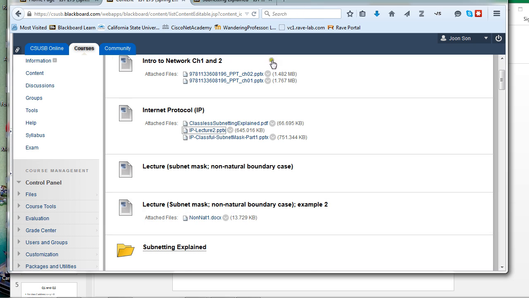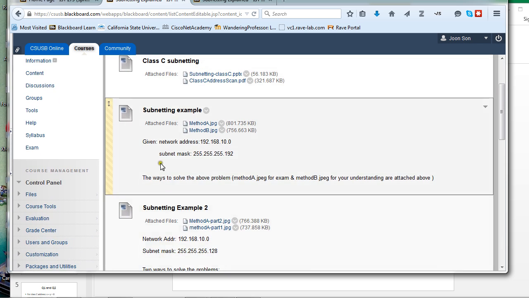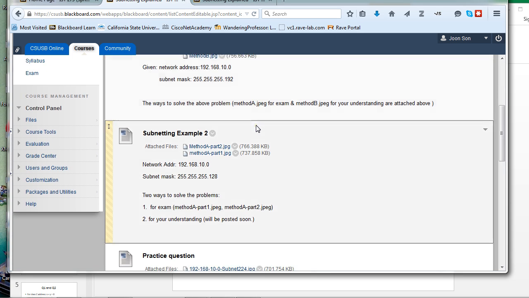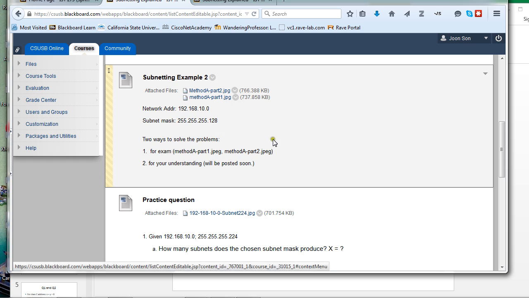Okay, today we covered one example in the previous lecture, so I'm going to cover the next example. The network address is 192.168.10.0, and the subnet mask is 255.255.255.128. Let's take a look at this problem.